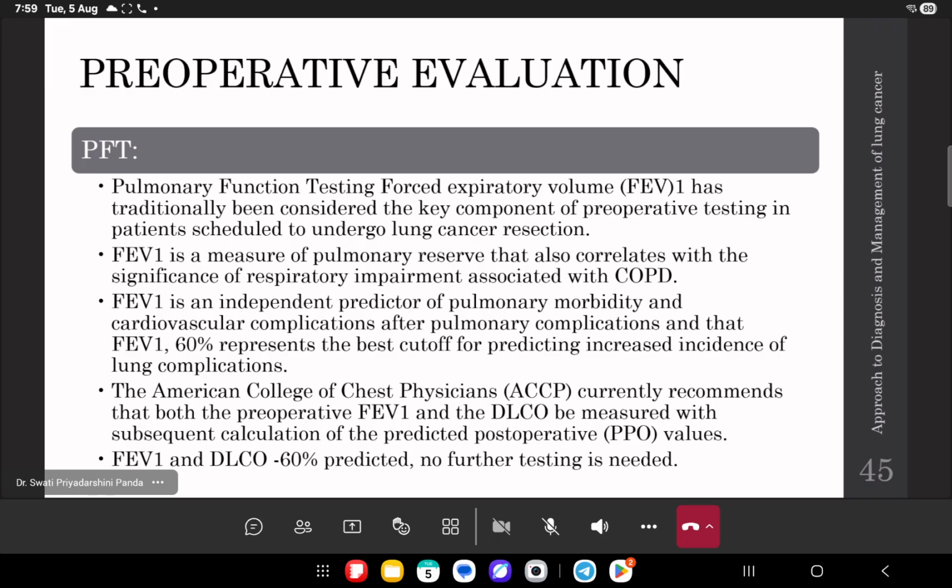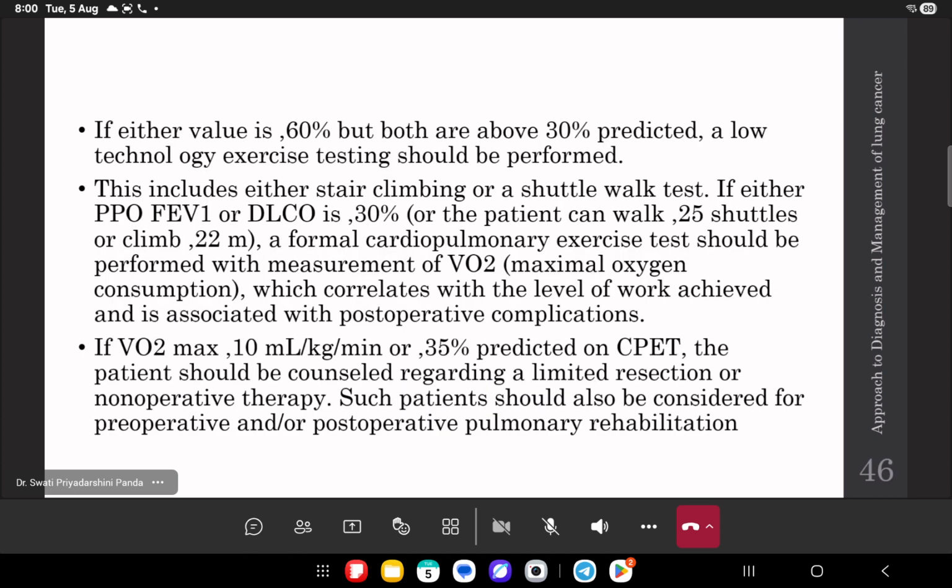According to the American College of Chest Physicians, they currently recommend that both the preoperative FEV1 and the DLCO be measured, with the subsequent calculation of the predicted postoperative value. If FEV1 and DLCO are above 60% predicted, no further testing is required. If either value is below 60% but both are above 30% predicted, a low technology exercise testing should be performed, which includes either stair climbing or shuttle walk test.